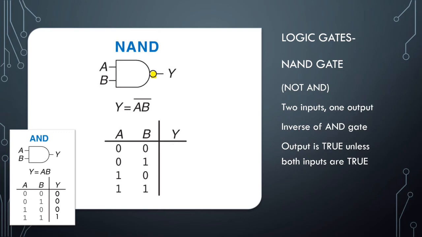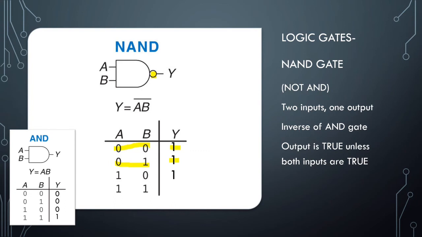So our AND gate, we only get a true if both inputs are true. The NAND gate is the opposite. We get a true unless both inputs are true. So working through our truth table, both inputs are 0 or false, so our output is going to be true. In our next one, only B is true. That's fine. Our output is still true.